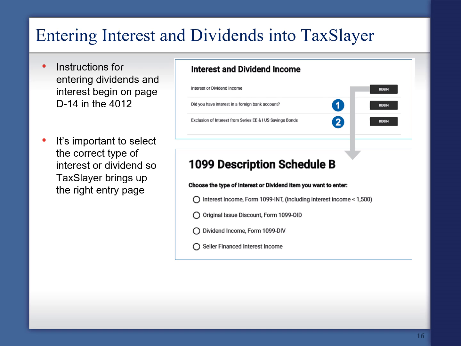Instructions for entering interest and dividends into TaxSlayer are listed on page D14 in the 4012 handbook. Remember, interest is a form of passive income from banks. Dividends are payouts from stocks and bonds. You'll encounter dividends again in the retirement income session, as seniors with retirement plans get regular payouts from their retirement investments.